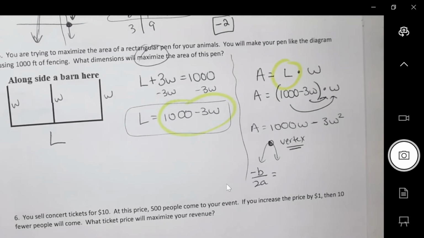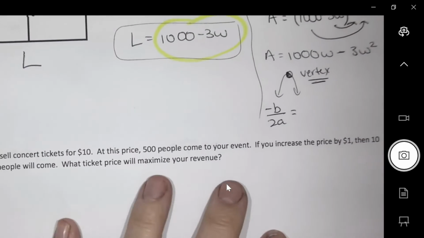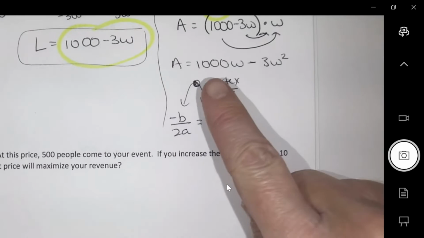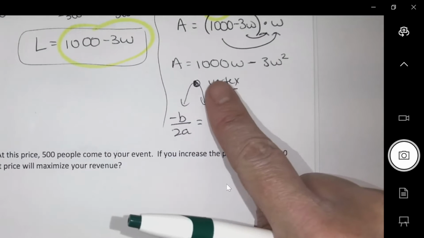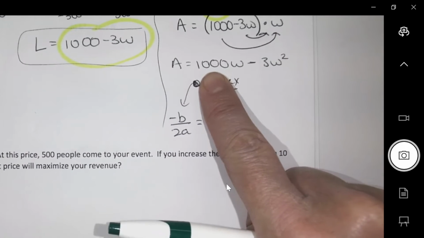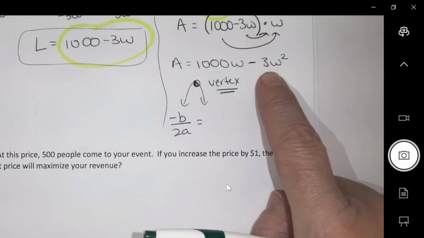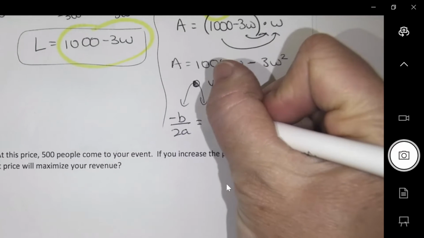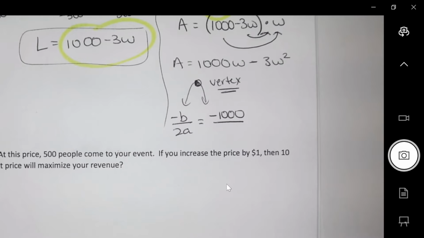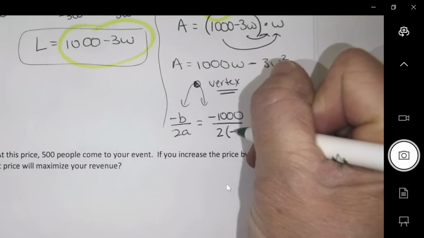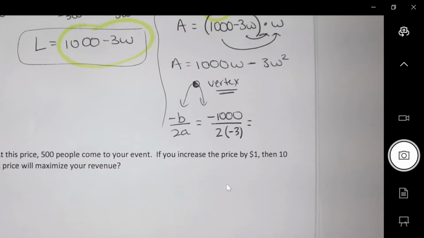Okay, so negative b. What are you going to replace that with? And it looks a little tricky right now. Why would it be tricky? Which one is b? The 1,000 is the b. Okay, it's not because of the order, right? The A, B are not an order thing. A is on the squared unit. B is on just the unit. So negative 1,000 over 2 times negative 3. So 1,000 divided by 6.